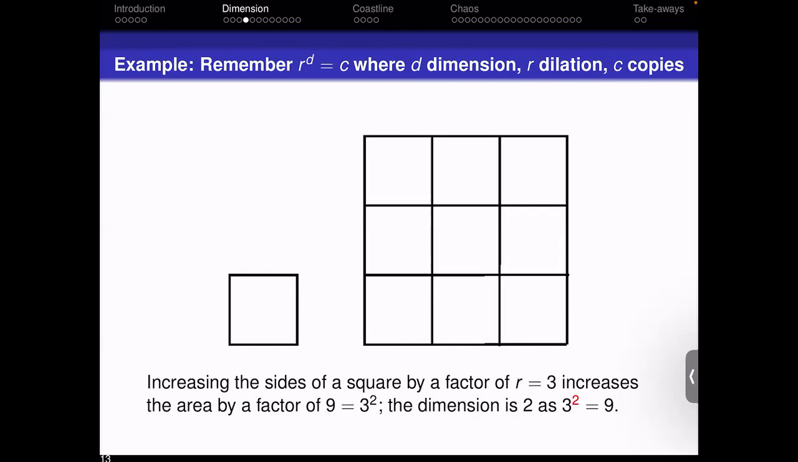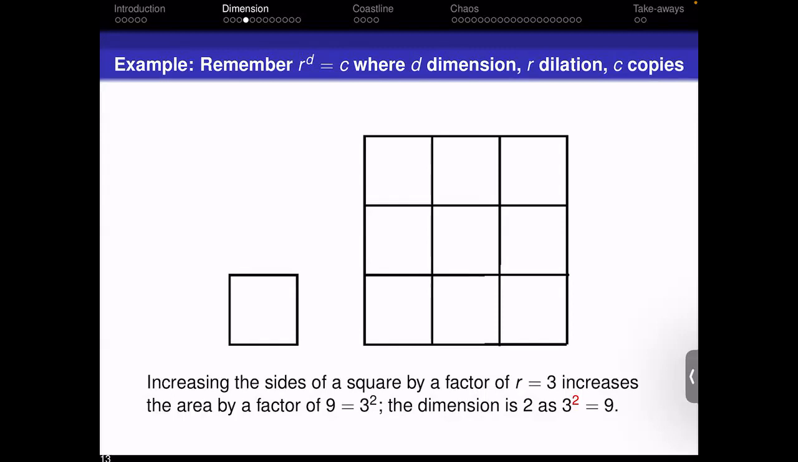1, and I triple it. So I now have 3, I go 3 times farther in that direction, 3 times farther. In this one, the point over here at 1/3, 1/3 would expand out to the point 1, 1. The point at 2/3, 2/3 would expand out to the point 2, 2. So I now have 9 copies of my square. And so when I look at this, if I try to solve r to the d equals c, I get 3 to the d equals 9, and so we get 2.